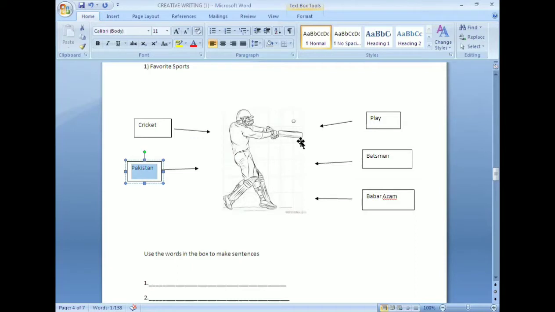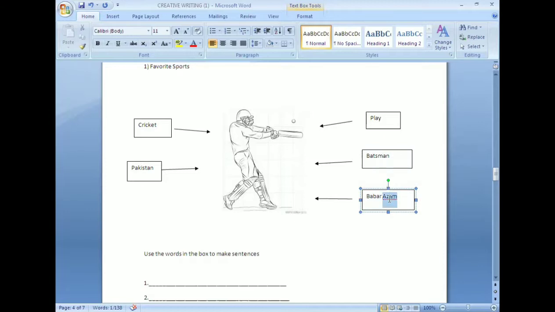Apart from this, the sentence can be: I play cricket and I am basically a batsman. You can talk about being a batsman. You can also say that you're a bowler or an all-rounder, but batsman is one thing that most of the people are. So you can say I'm a batsman. I like to bat. And in the end, you will talk about your favorite player. My favorite player is Babar Azam.